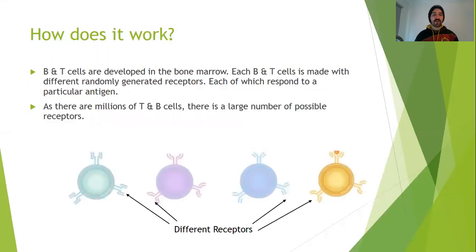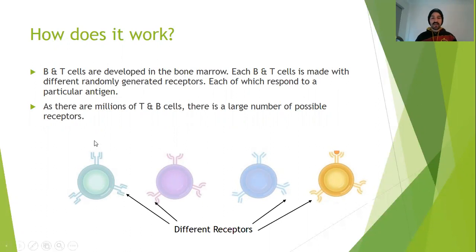So how it works: our B and T cells are developed in the bone marrow, and each B and T cell is made with different randomly generated receptors. Those receptors are particular to each antigen or pathogen that comes into our body. As there are millions and millions of T and B cells, there's a large number of receptors that could be made.